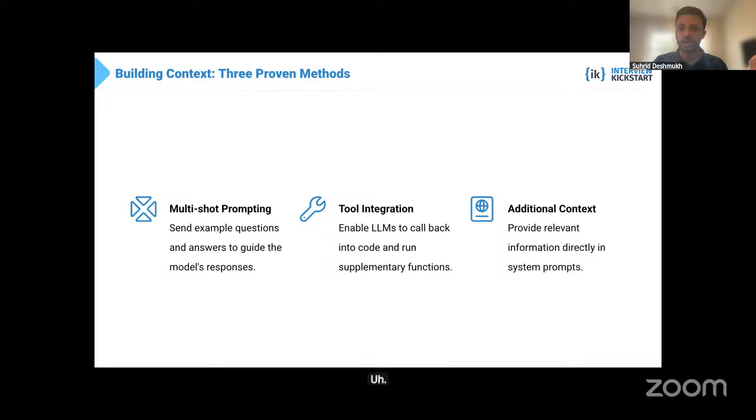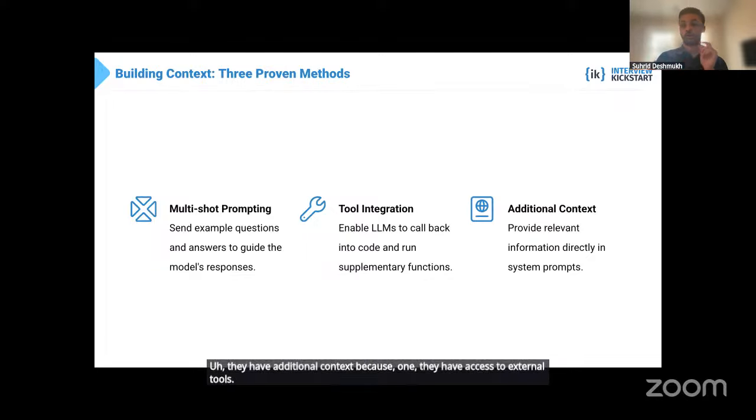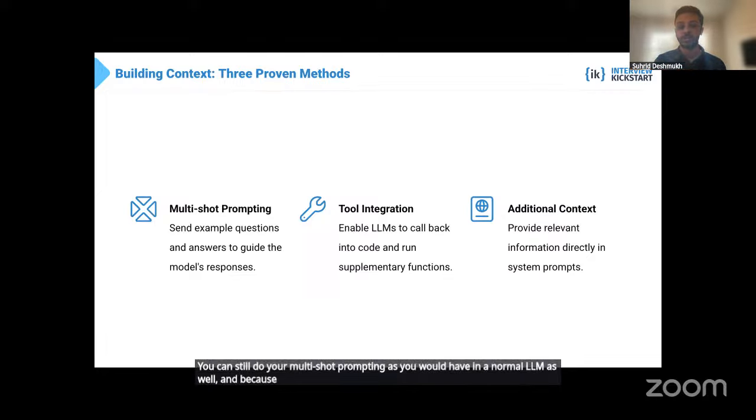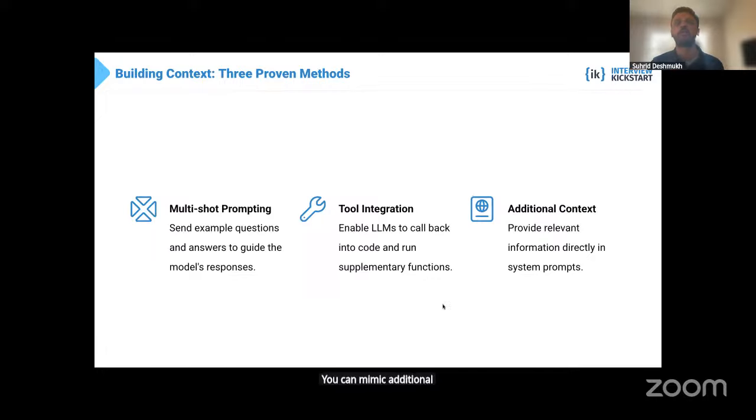In this way, you can provide additional context to RAG-based systems. They have additional context because, one, they have access to external tools. You can still do your multi-shot prompting as you would have in a normal LLM as well. And because of the combination of these first two points, you can mimic additional context for these systems.